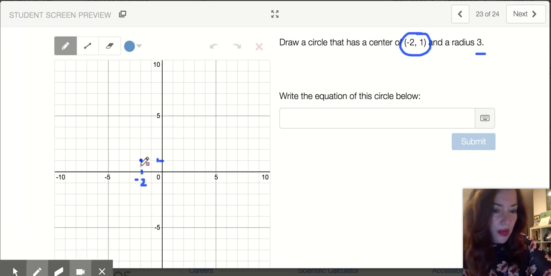Now, since we don't have a measuring tool, I am only going to draw horizontal or vertical distance. So from -2, I'm going to count 1, 2, 3 units. I'm going to put a point here. And always from the center, I'm going to count 3 units to the left. So 1, 2, 3 here on the left. I'm going to go up 3 units from the center again. So 1, 2, 3. And from the center, I'm going to go down 3 units, 1, 2, 3.